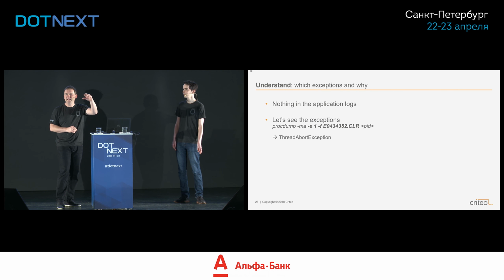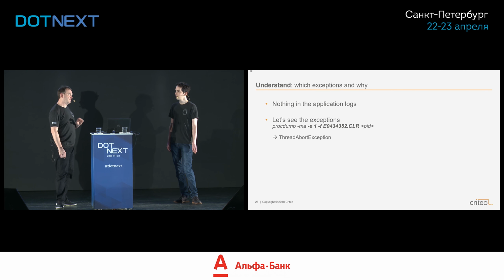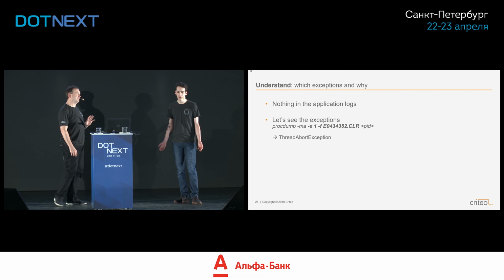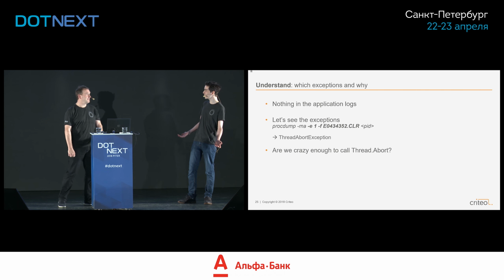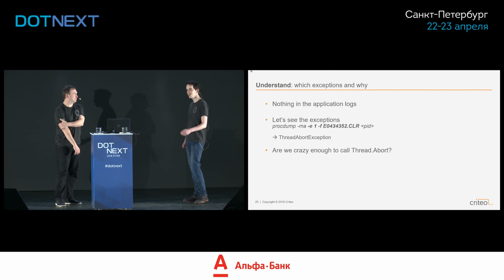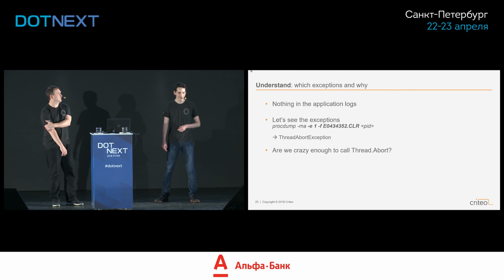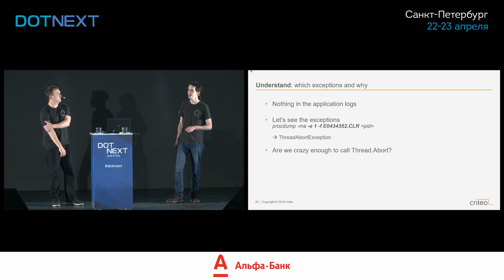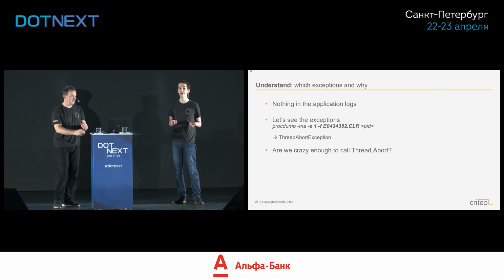But we were able to see that we get a lot of thread abort exceptions. So that's the moment where we started to be a bit afraid. Were we really calling thread.abort somewhere in our code? I hope not. So we checked all the source code. And well, I kid you not, we actually found one piece of code that was calling thread.abort for this very application.